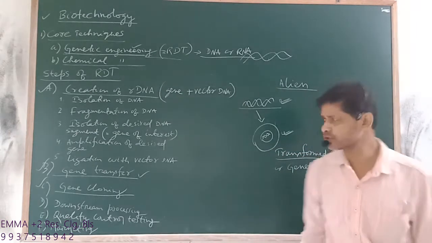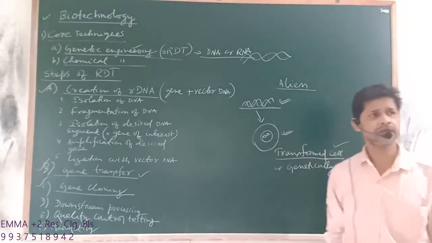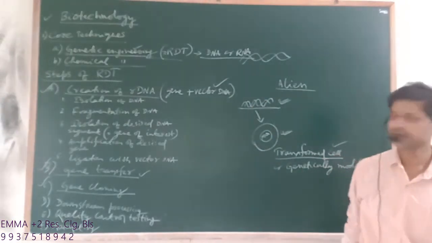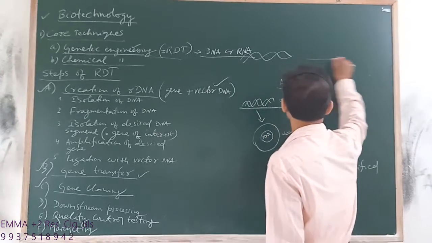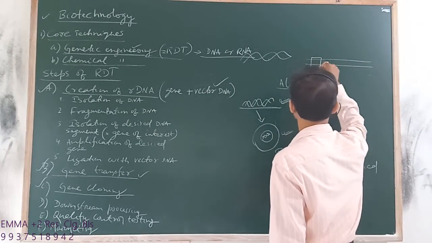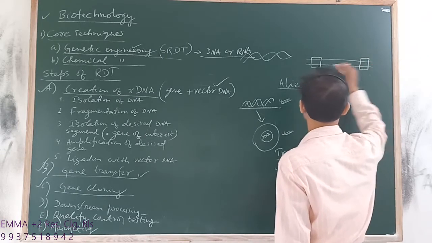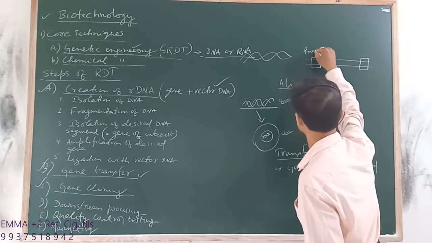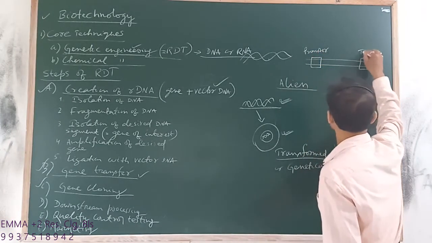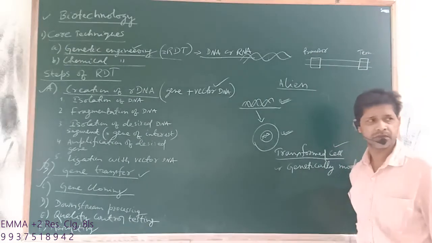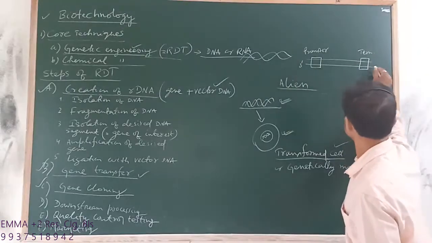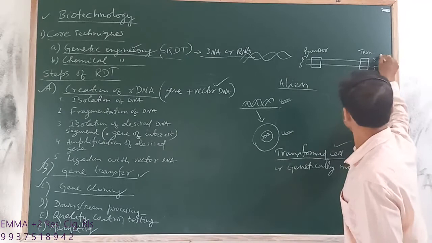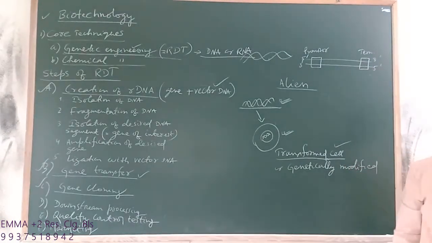You can ask why we should not directly introduce the gene into a cell. Why do we need vector DNA? For your information, what is the structure of a gene? Recall from the molecular biology chapter. In a structural gene, at the beginning there is a promoter and here is the terminator. One is the template strand, polarity 3' to 5'. The polarity 5' to 3' is the coding strand.